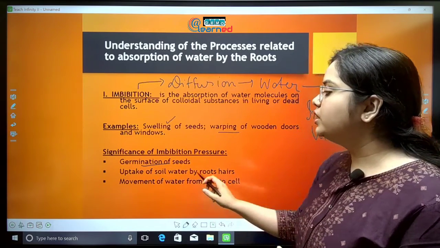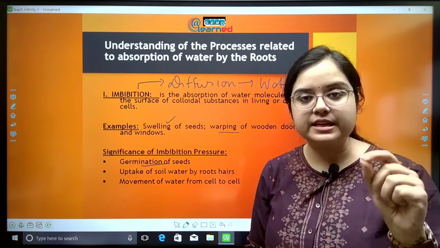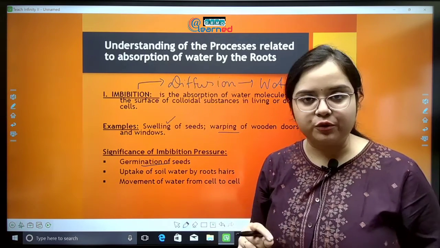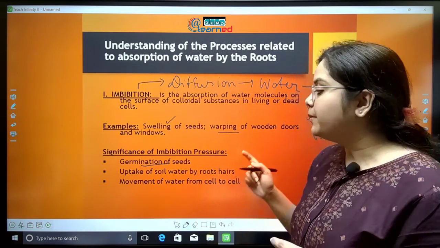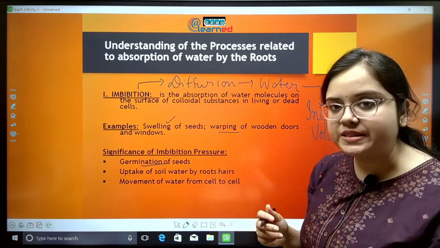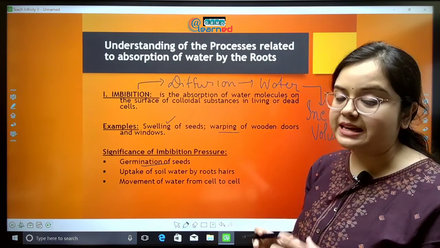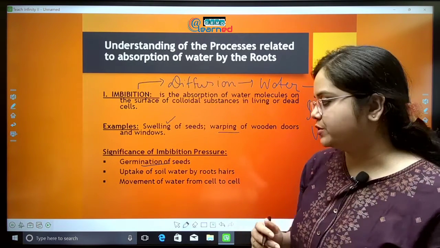Uptake of soil water by root hairs, the minute unicellular root hairs. We will talk about the anatomy of roots in our next class. But for today, you must know that the uptake of water that is present in the soil is happening because of the root hairs, and that uptake is known as imbibition.